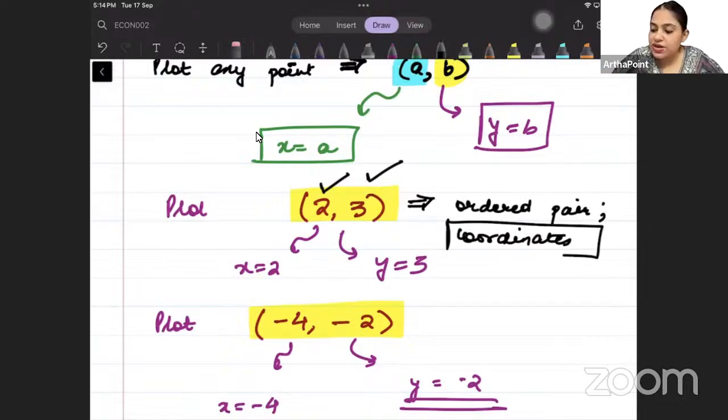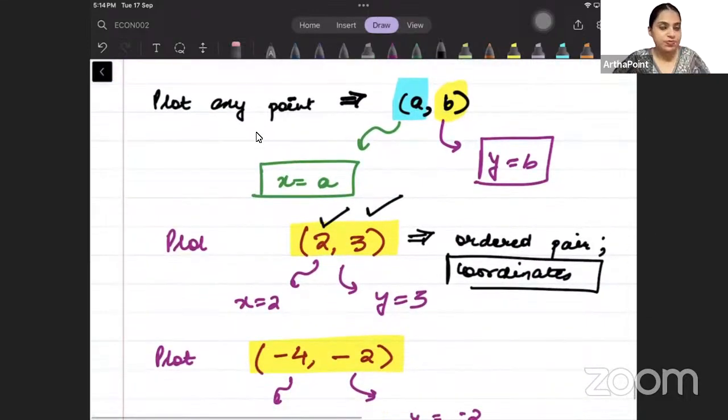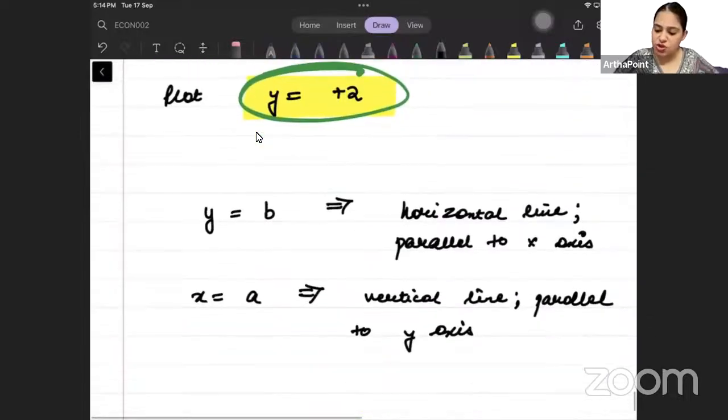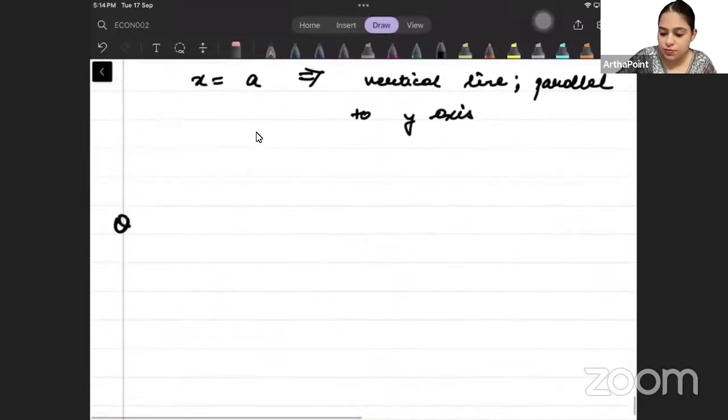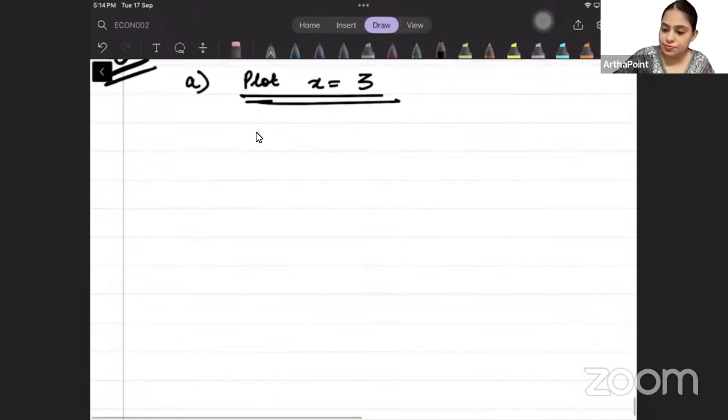And coordinates क्यों बेटा? Because it is in a coordinate system. It's in a coordinate plane. Plane के अंदर है ये. So these dots, these points are called as coordinates. ठीक है. Let's take the first question. So question number 1. Plot x is equal to 3. ठीक है. Let's start this.